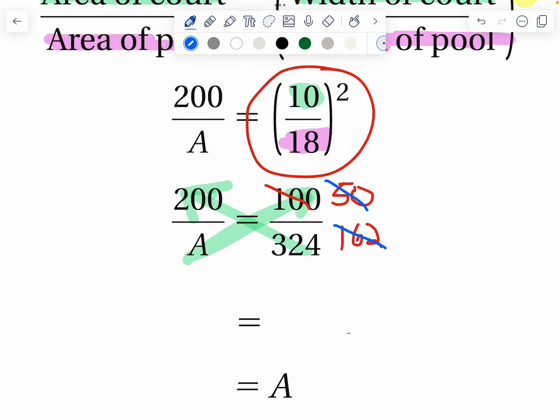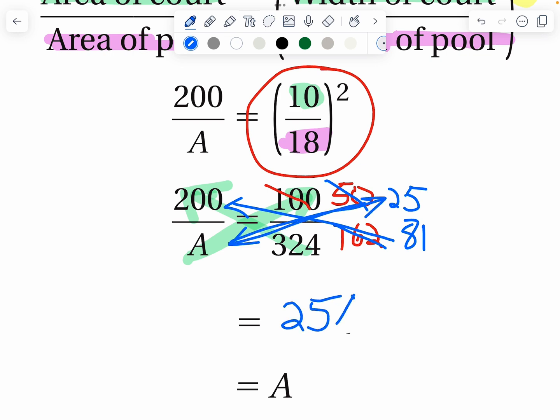Divide by 2 again. Well, that's going to be 25. 50 cut in half is 25. 162 cut in half is 81. That's going to be easier to use. Okay? So now we're just going to do 81 times 200 and 25 times A. Actually, let's go the other way. 25 times A, we go up. 25 times A is 25A. Okay?